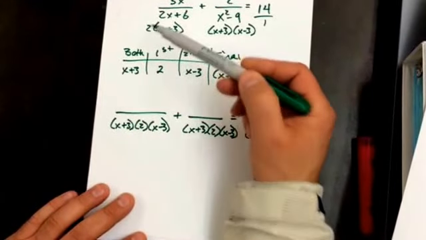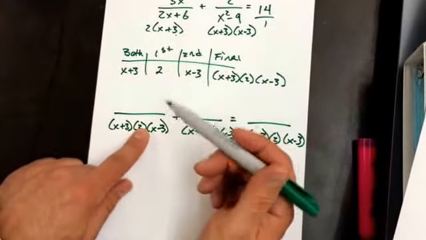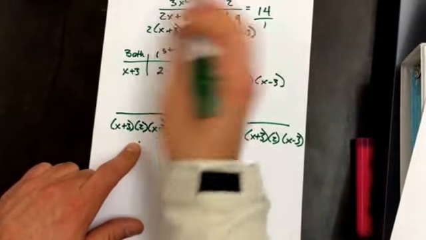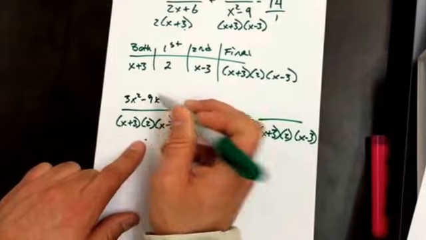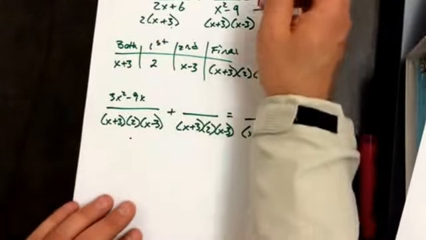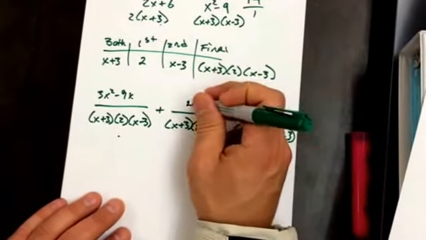What did I multiply this by to get here? Well, it already had that part, so I multiplied it by x minus 3, which means I need to multiply the numerator by x minus 3. I'm going to distribute that out. So it's going to be 3x squared minus 9x. What did I multiply this by to get here? Well, I had to multiply it by 2, so I multiply the numerator by 2. So 2 times 2 is 4.